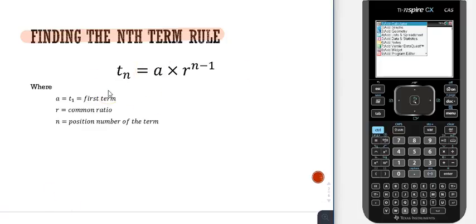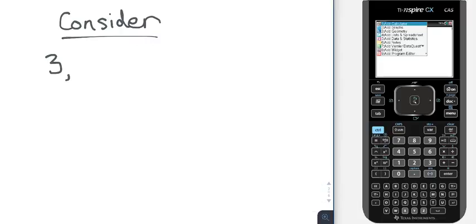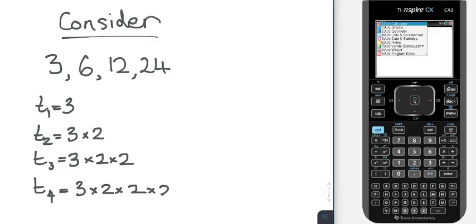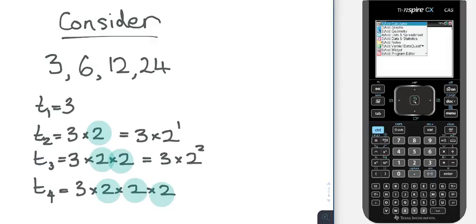How this rule actually works, or why it works, we could consider the sequence 3, 6, 12, 24. So note that the common ratio there is 2. So term 1 is 3, term 2 is 3 times 2, term 3 is 3 times 2 times 2, and term 4 is 3 times 2 times 2 times 2. This can be rewritten, I suppose, with the number of 2's that we've got. So 3 times 2 to the power of 1, 3 times 2 to the power of 2, and 3 times 2 to the power of 3.